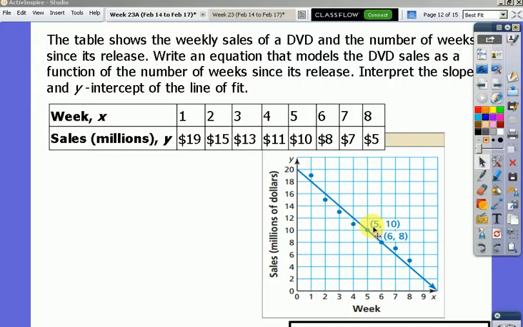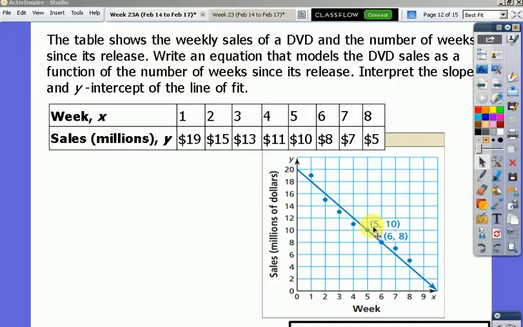Okay, so it says write an equation that models the DVD sales as a function of the number of weeks since its release. Interpret the slope and y-intercept of the line of fit. I don't like these problems because there's not really a right answer other than trying to make a line that best fits the data. Until you use actual software, you can't get a super accurate line of fit, so you just draw a line that's closest to the points. And that's what they did here.